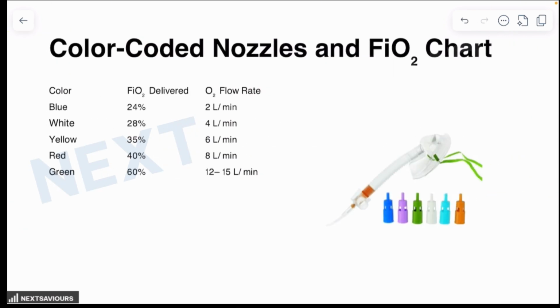Now, these are the color coded nozzles and the FiO2 chart. The lowest is for blue and the highest is for green, where the FiO2 delivered is maximum with the green nozzle and minimal with the blue nozzle. This is something that you have to remember. There is a possibility that questions could be asked from these things also.